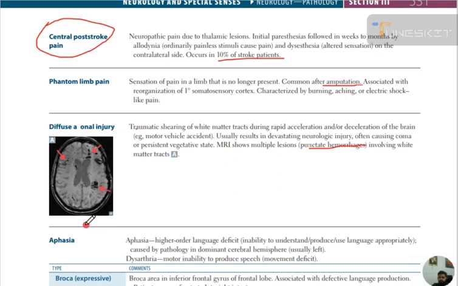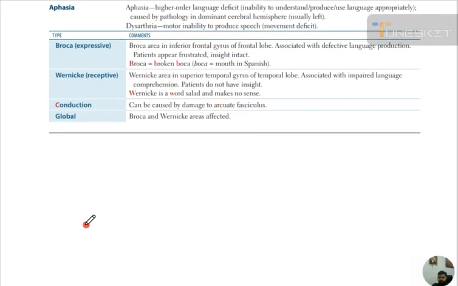Aphasia. So, what is aphasia? Aphasia is a higher order language deficit, which is the inability to understand, produce, or use language appropriately, caused by pathology in the dominant cerebral hemisphere, usually the left. Normally we have the right dominant side of our body, which is controlled by the left hemisphere. So the left hemisphere is the dominant hemisphere.